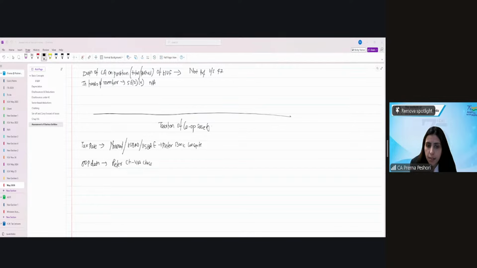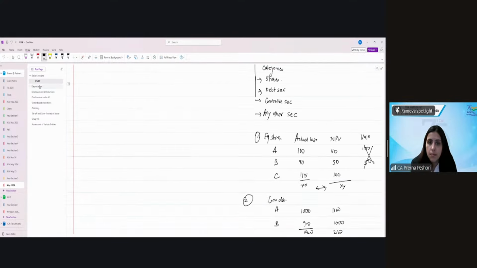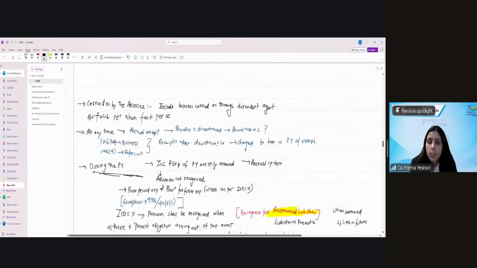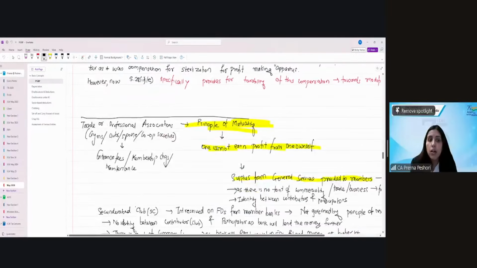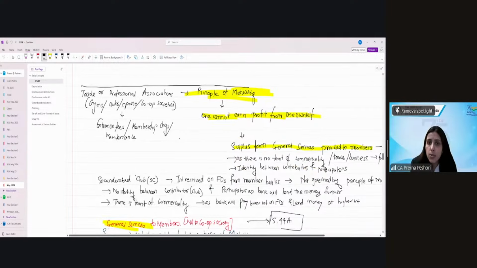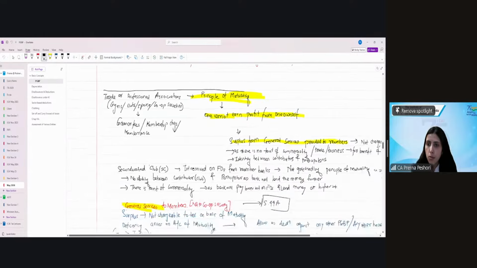Then for the cooperative society, there is the concept of mutuality. What is the concept of mutuality? One cannot earn profit from one's own self. Correct. One cannot make a profit from one's own self. Fine. So we had seen that the cooperative societies are governed by the principle of mutuality.